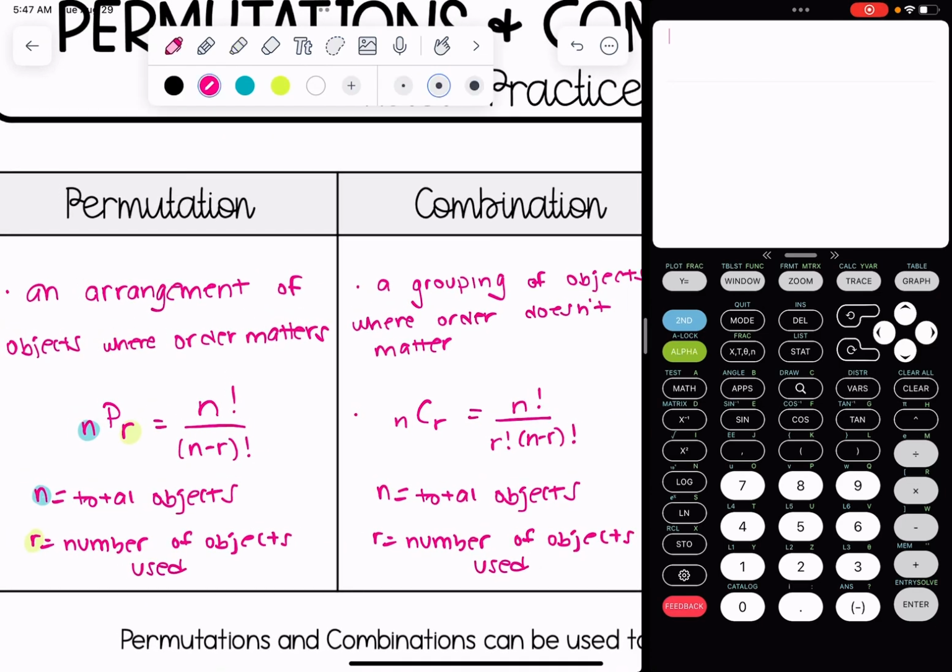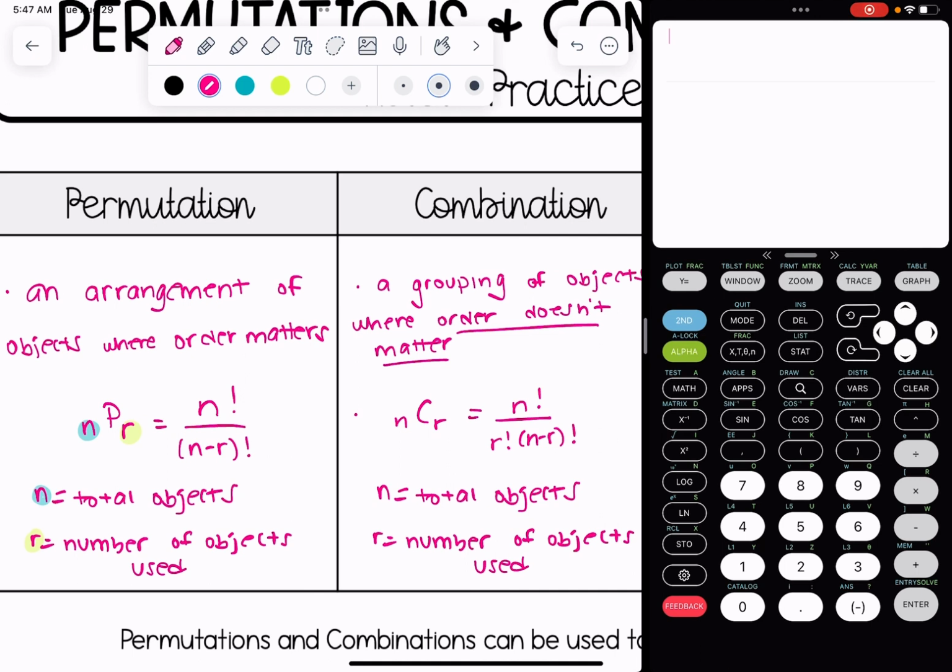Now, a lot of people get confused between permutations and combinations. Here's the key difference: a combination is a grouping of objects where order doesn't matter. And we'll be looking at some real-world examples to make sense of that too. Okay, the formula is quite similar. So we have nCr. It's equal to n factorial over r factorial times (n minus r) factorial.